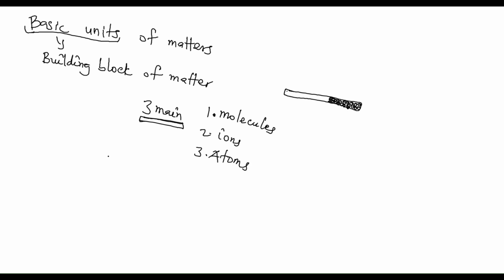Atoms. So when you take a particular matter and you want to find the building block, meaning you go to the microscope, you can either find atoms inside, or you can find the building blocks to be ions inside, or you can find the building blocks to be molecules inside.